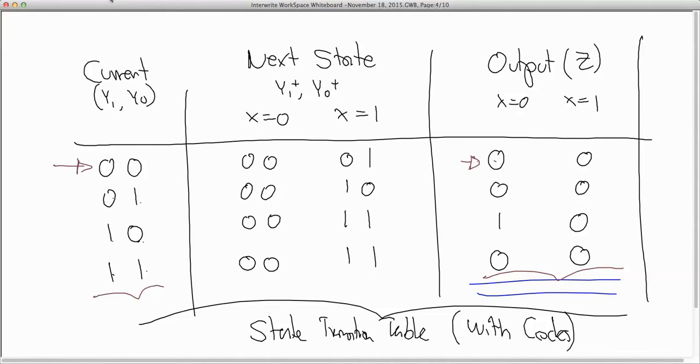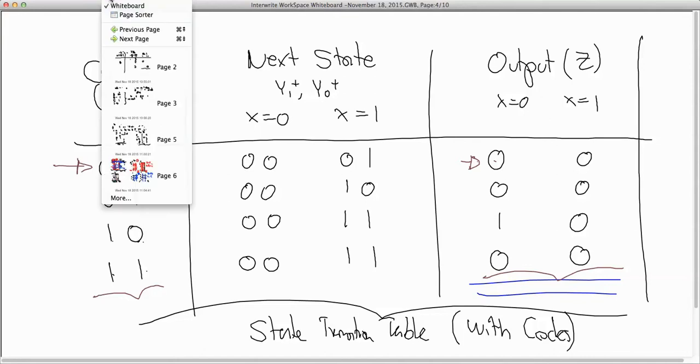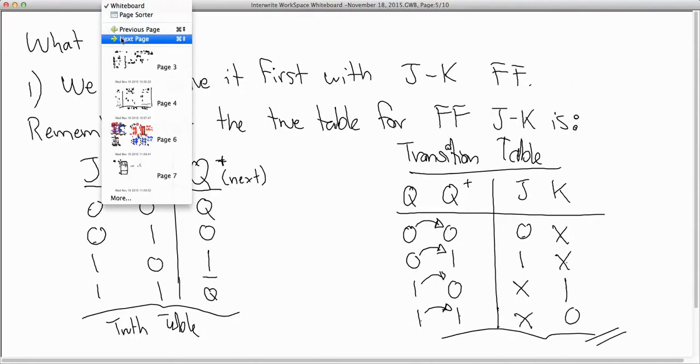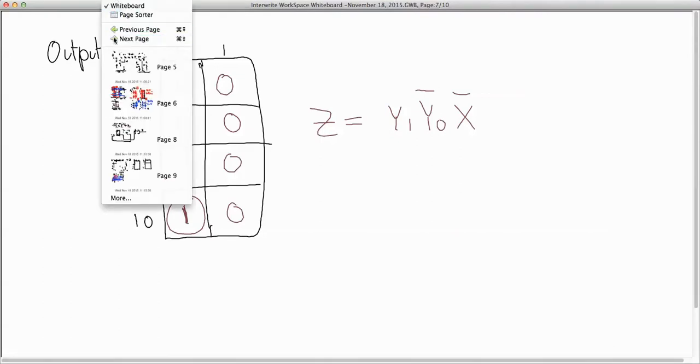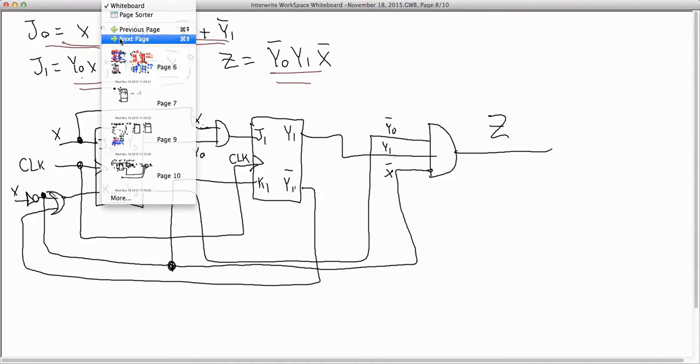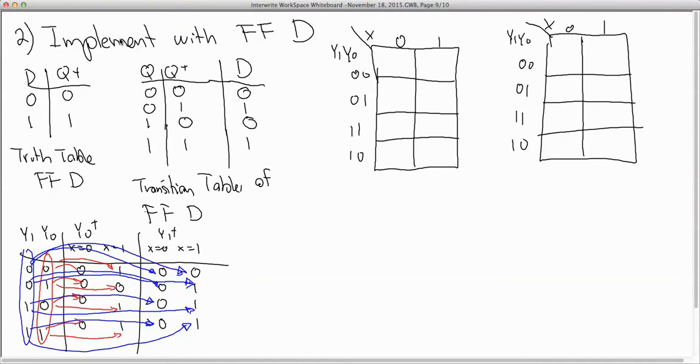So if we were in an exam and I asked you to implement this first using JK and then using D, basically you use the same steps that you use for JK up to this point. Now, here is when everything is going to change. After you have the state transition table with the codes, now is when you need to decide what flip-flop you are going to use. So in this case, we're going to do it with flip-flop D.